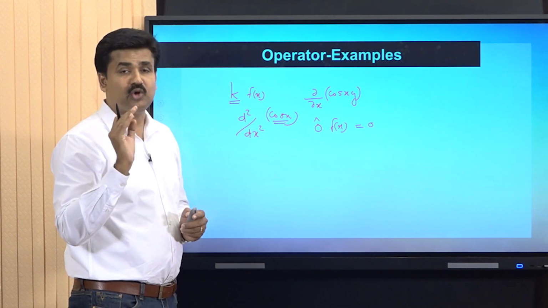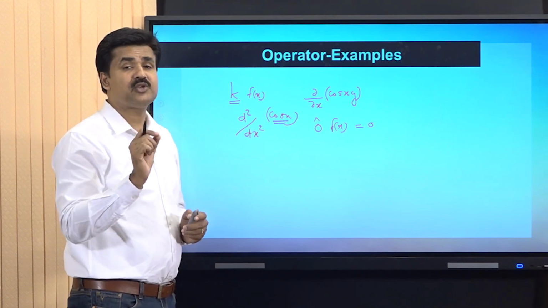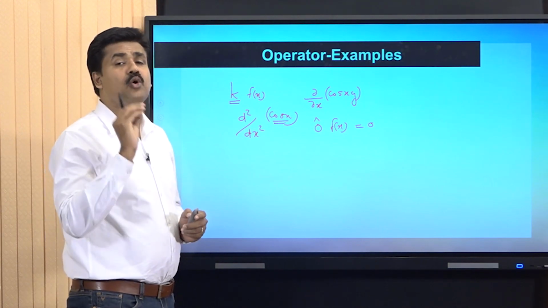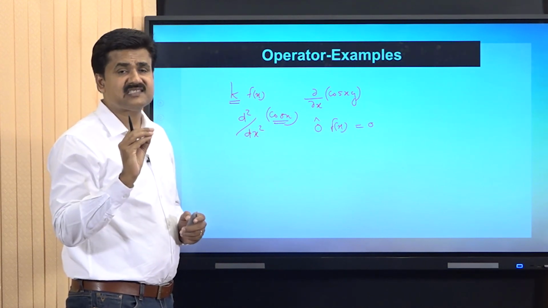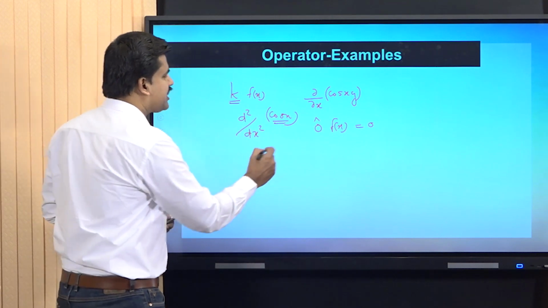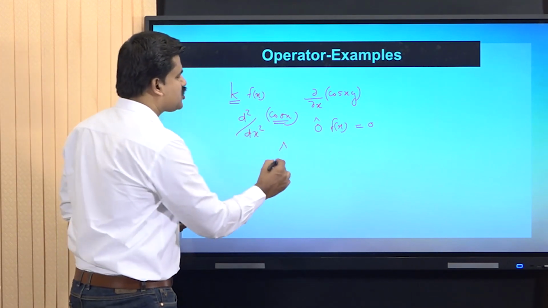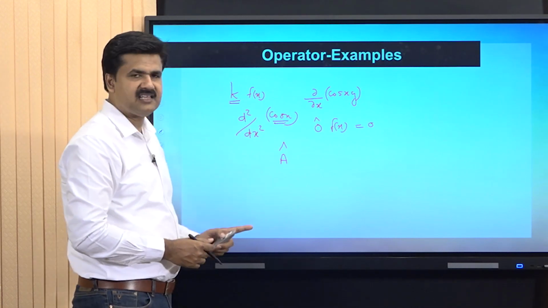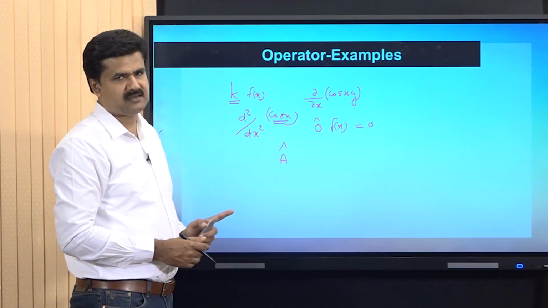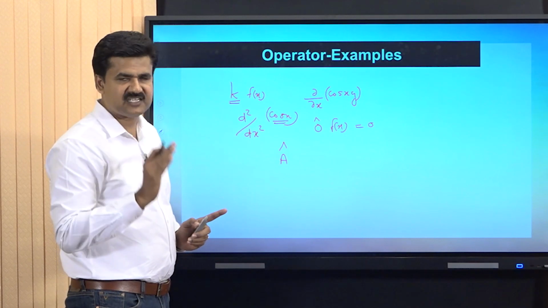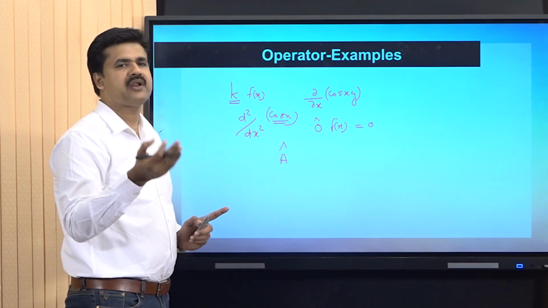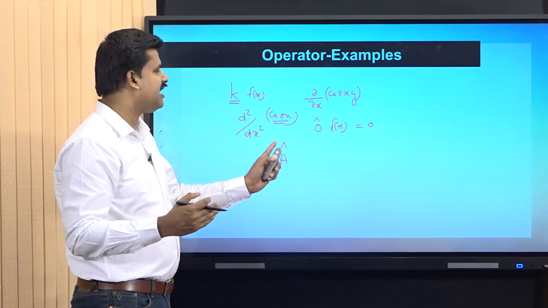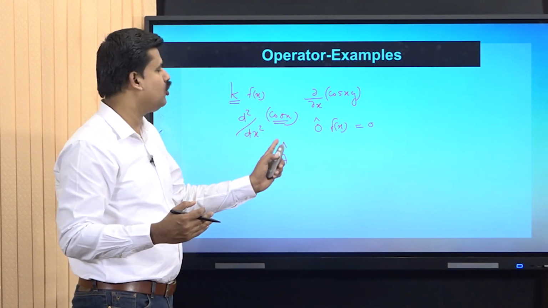It should be noted that in order to distinguish an operator, we must always use this notation cap. So, a cap or a hat indicates that it is an operator. In order to differentiate a function or a quantity from an operator, we place a hat or a cap on the operator as a notation.